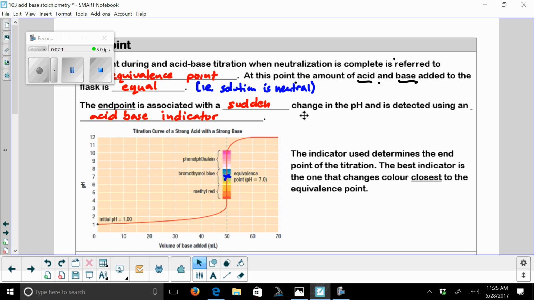Now, to detect this, we need indicators. Indicators work within a certain range, and the midpoint of the range is called the end point. That's the end point of this particular indicator. What you want to do is match the end point of the indicator to the equivalence point. So you can see here that of all the indicators, the best one to use, closest to the equivalence point, the neutral point, is bromothymol blue. Its range here is right at the equivalence point, so that's the best one to use for this particular acid when we're neutralizing it.